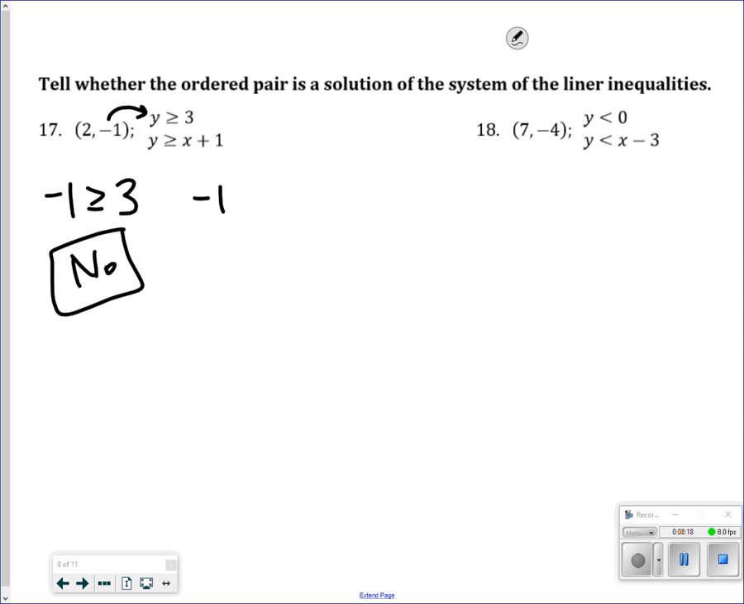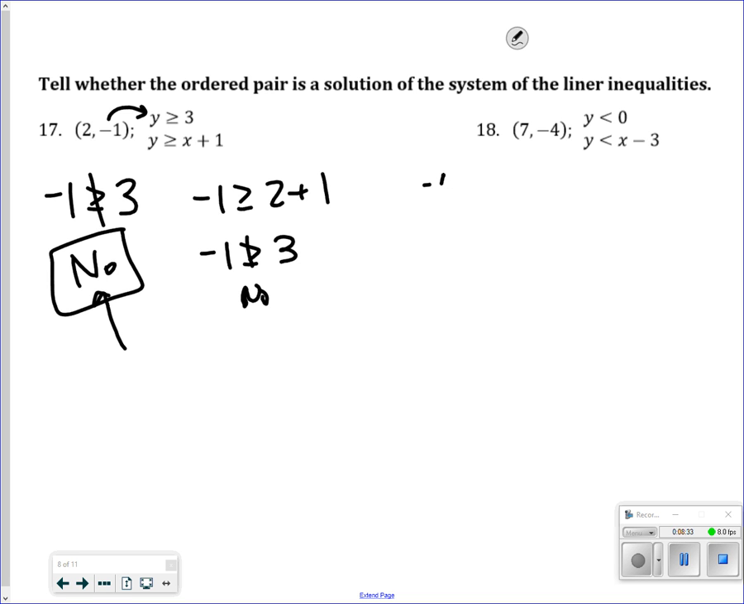Even if I plug the second one in, it actually is still no. So it didn't work for either one of them, but you only need to get one no. Once you get a no, you are done. You can just say no is your answer.